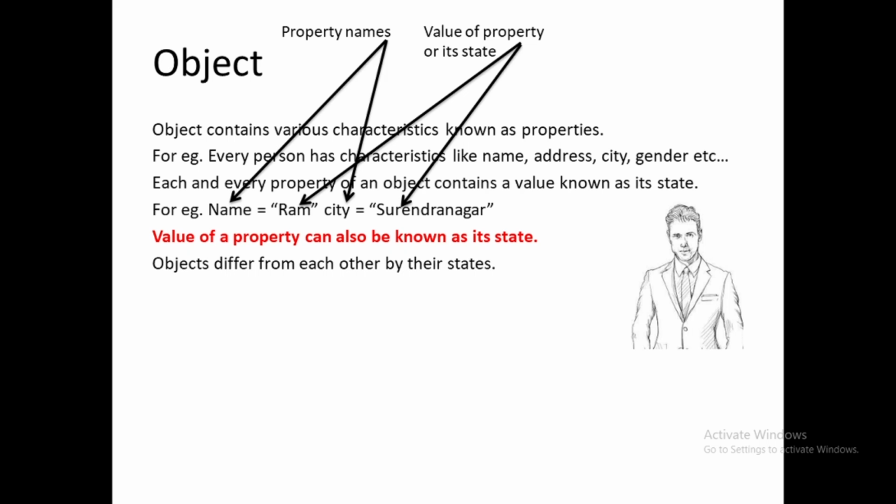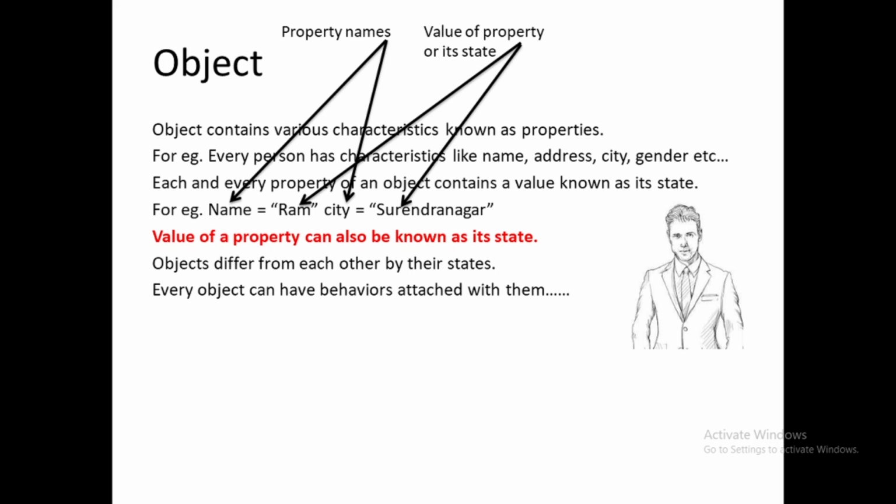And objects differ from each other by their states. So if any other person is there, then the state changes. For example, name is equal to Shyam and city is equal to Rajkot, like that.